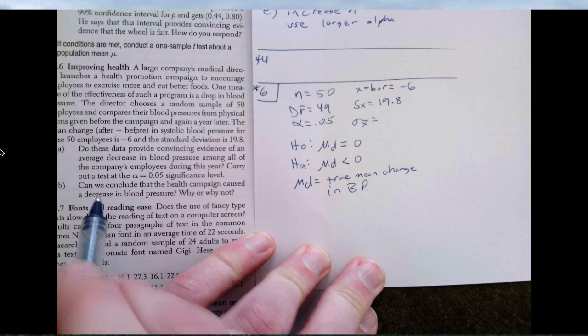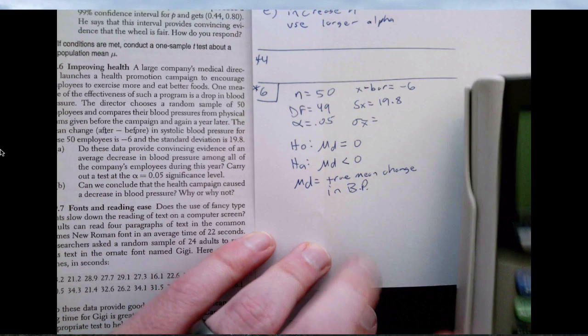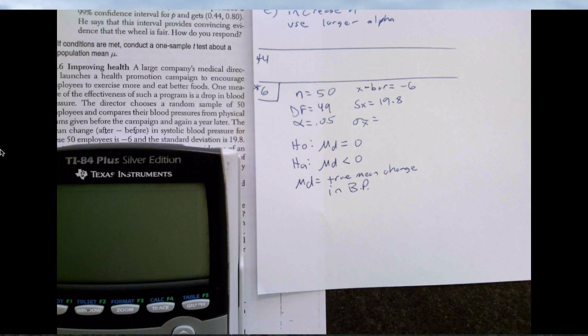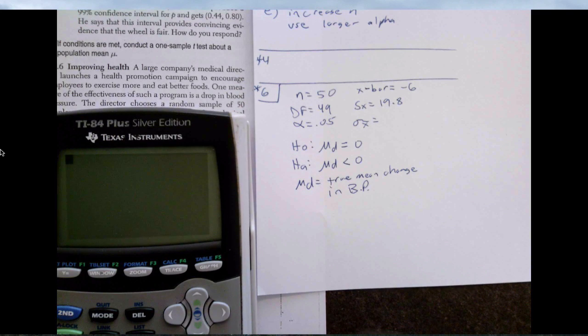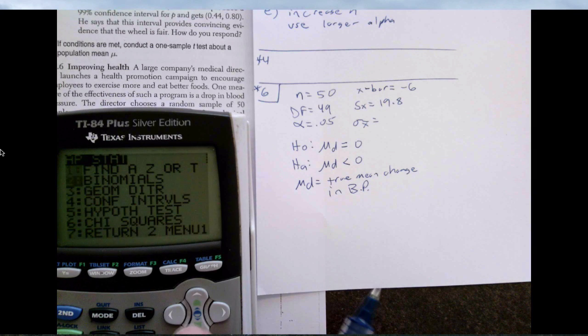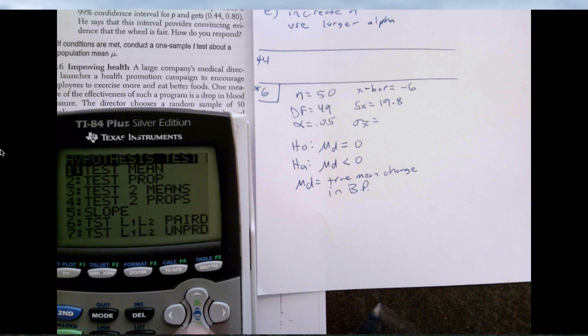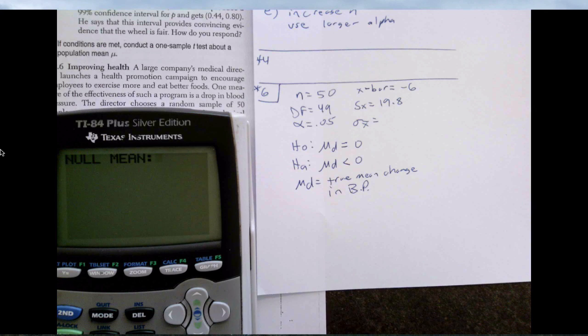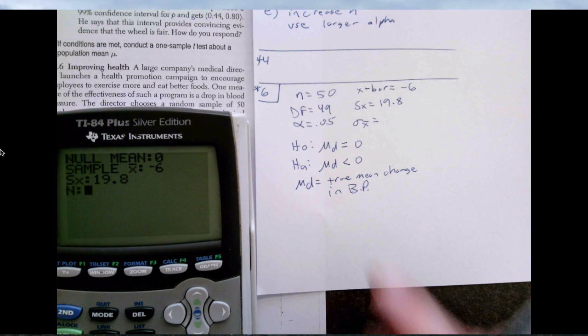Okay, so we're going to run the test now. So when I bring up the calculator, all right, and we're going to run it. So program AP stats. Okay, now I go to the next menu, go down to hypothesis test, and I'm testing a mean. The null mean here is 0. The sample mean is -6. S of x is 19.8, and the sample size was 50.